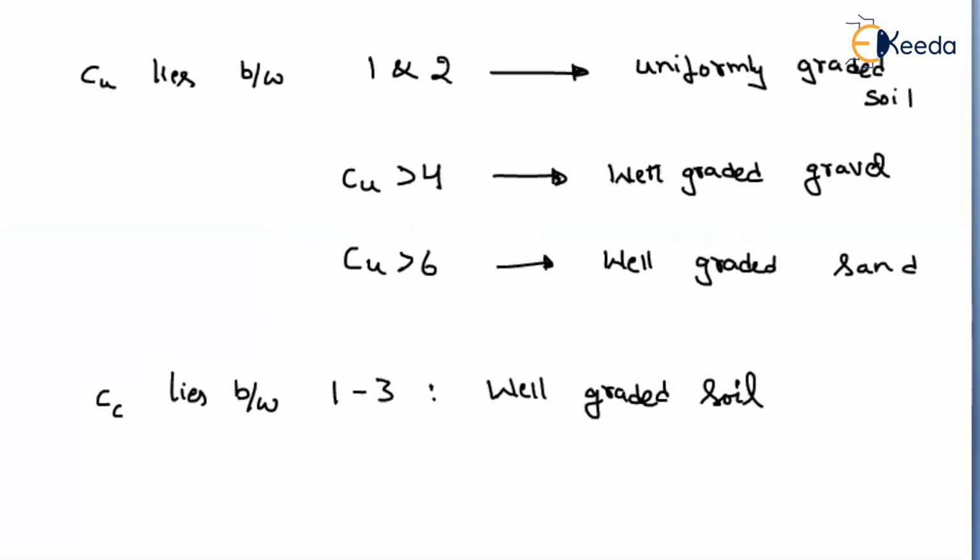And also remember one point, D10, that means the size for which the particles are finer than 10%, we will call it the effective size. So in exams, sometimes even without mentioning D10, they will give you that the effective size of the particle is 1 mm. That means they are giving you indirectly the D10 value.